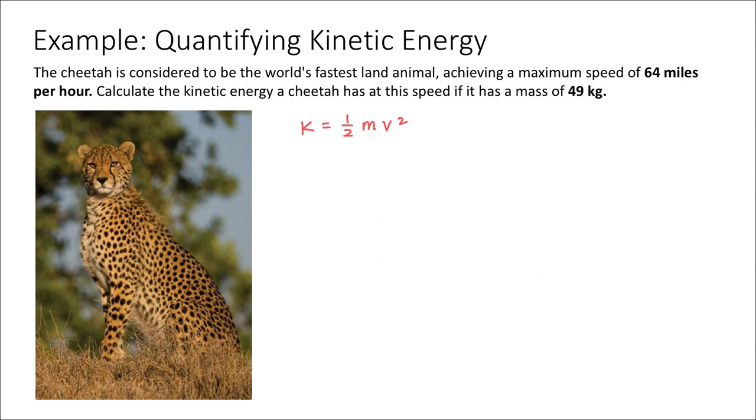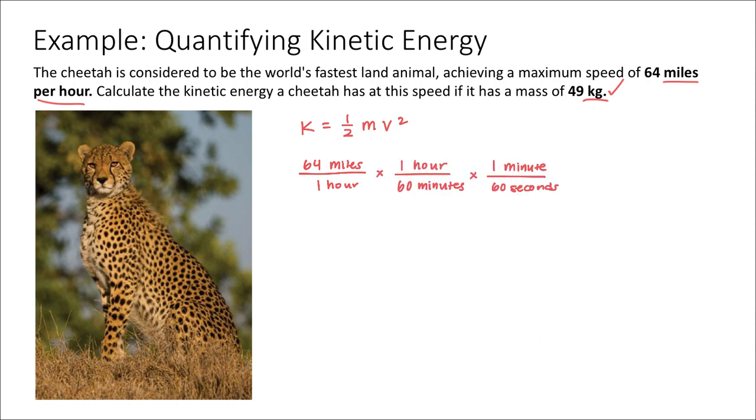However, I do want to report my answer in terms of joules, and I see that my unit for speed is in miles per hour, and my mass is in kilograms. Kilograms is fine, but miles per hour needs to become meters per second. So what I'm going to do first is turn 64 miles in 1 hour into meters per second using dimensional analysis. Take a moment, pause the video, and see if you can do this yourself before proceeding.